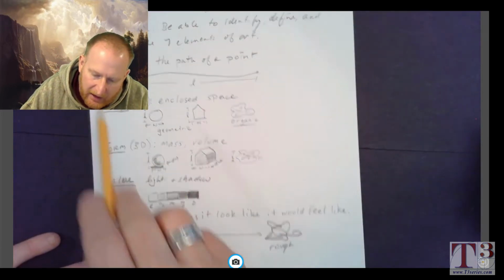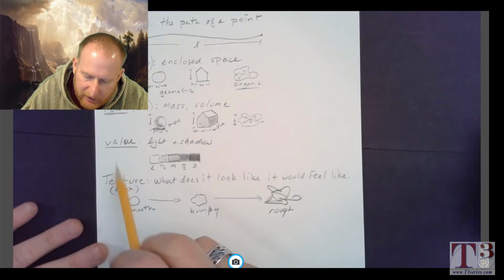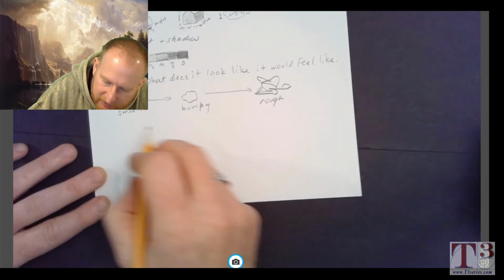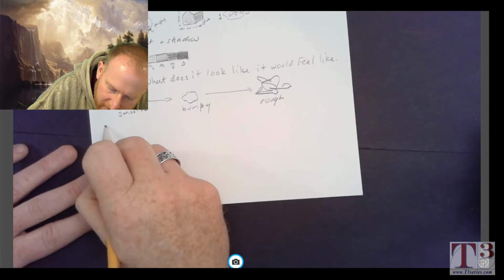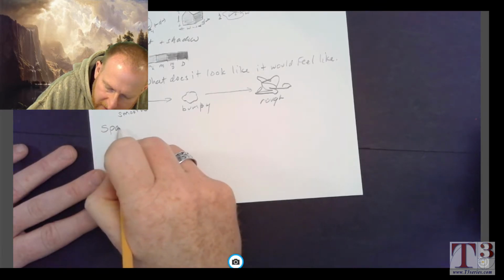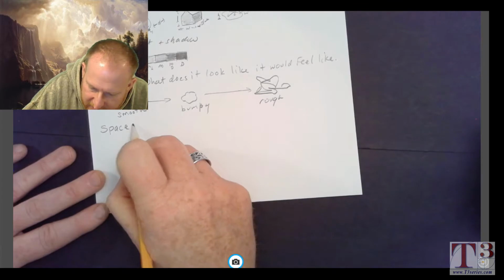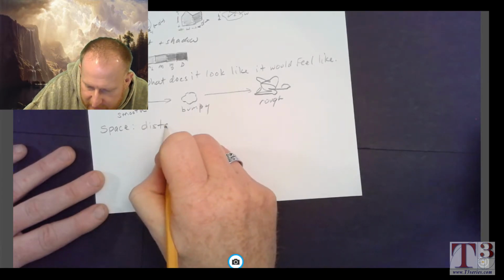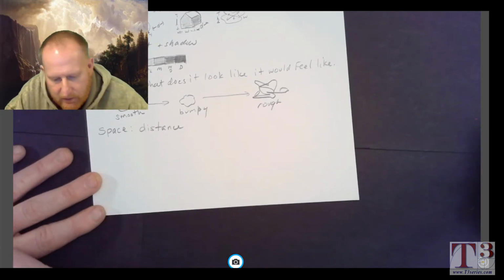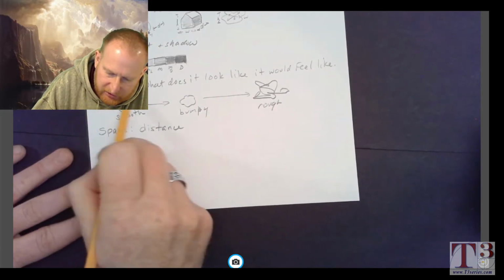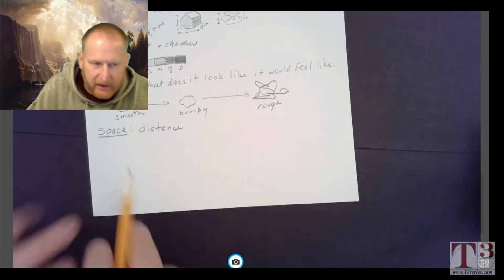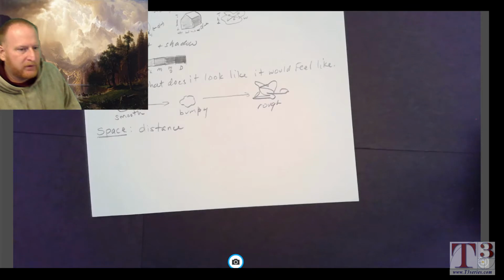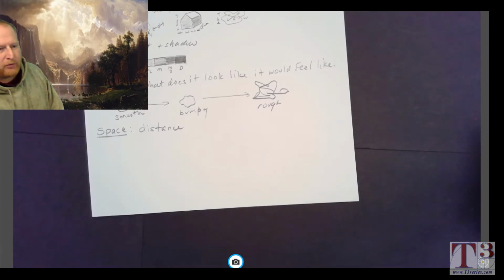So we have line, shape, form, value, texture. The next element is space. So let's go ahead and write space. S-P-A-C-E, space. And I have a simple definition for this one. Distance. Space is essentially distance. And you could see in this painting, clearly the artist was capable of creating space.